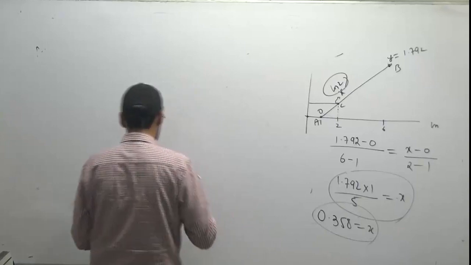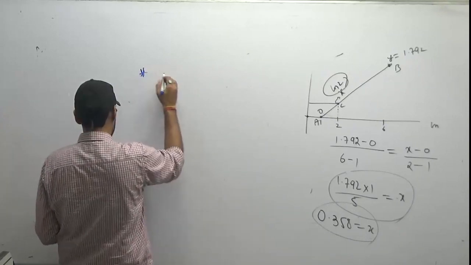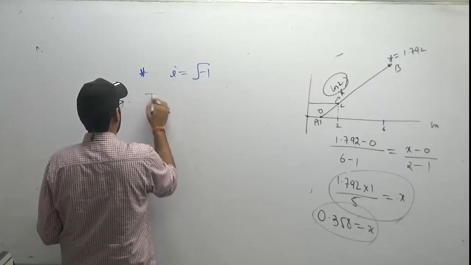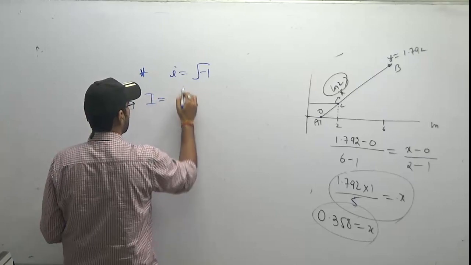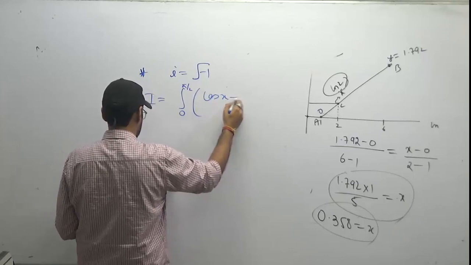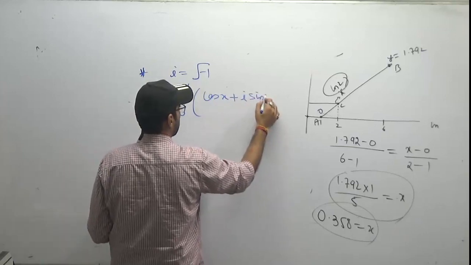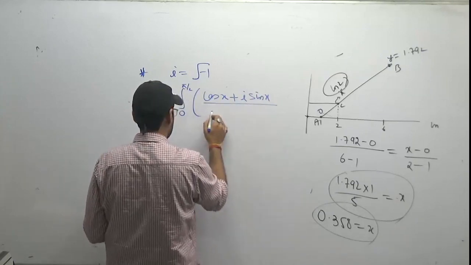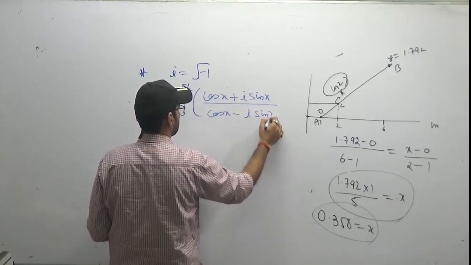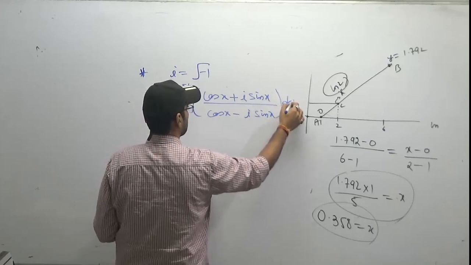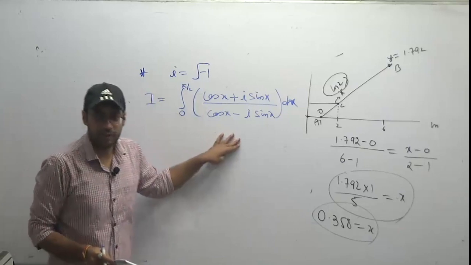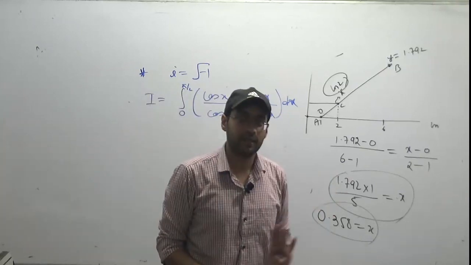Now they are saying iota is given as under root of minus 1. I is equal to what? Integration from 0 to pi by 2 of (cos x plus iota sin x) divided by (cos x minus iota sin x). What is the integration for this one? Simple question. If you know the complex numbers, you can easily get the answer.